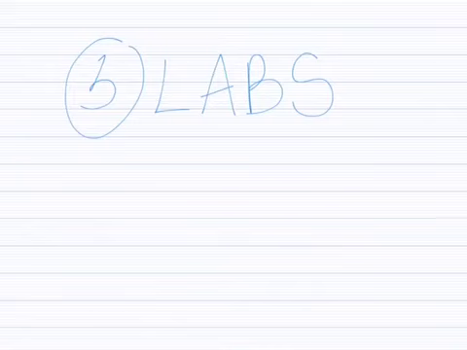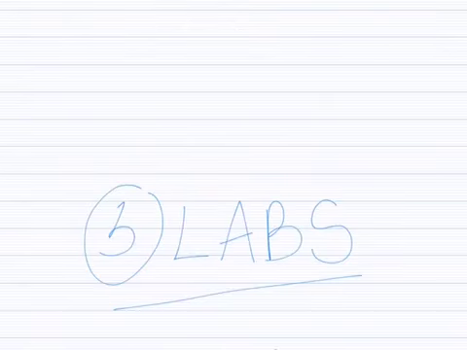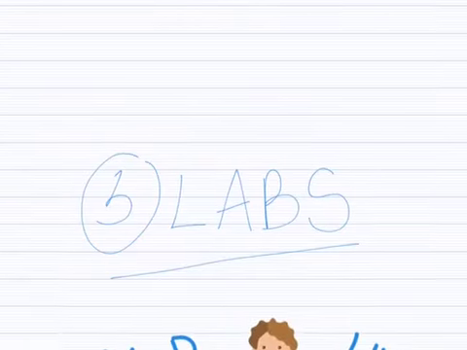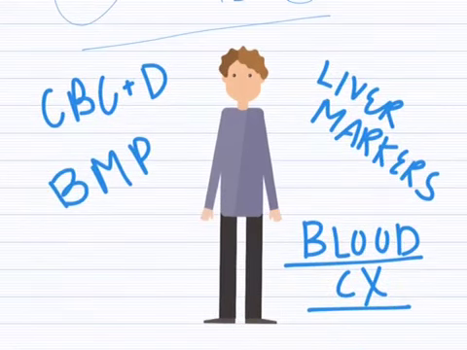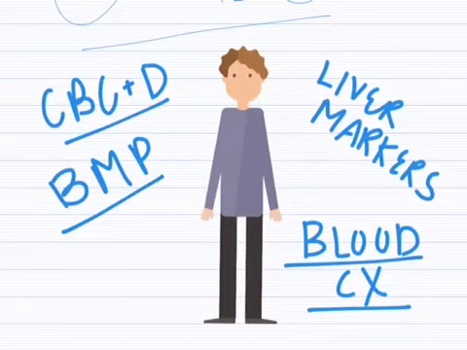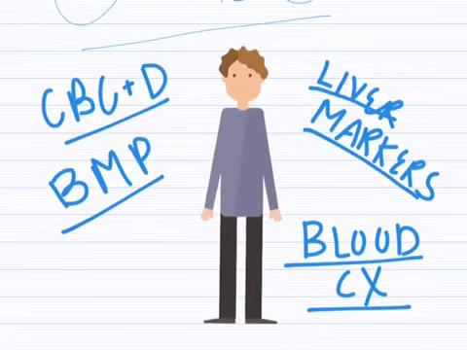We're next going to discuss any relevant labs that you might order for these patients. So which labs do we get on these patients? Well, any patient presenting with fever and neutropenia is going to get a CBC with diff, a BMP, which of course includes electrolytes, BUN, creatinine, and a serum glucose, liver markers, so that might include AST, ALT, ALK-Phos, and a total bili. And most importantly, of course, are going to be blood cultures.